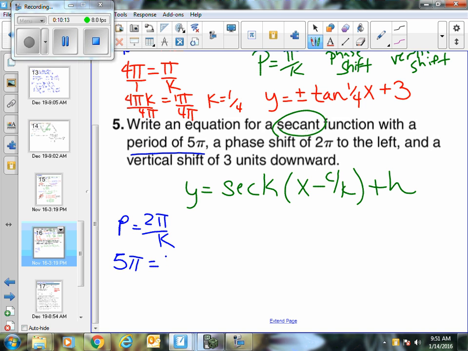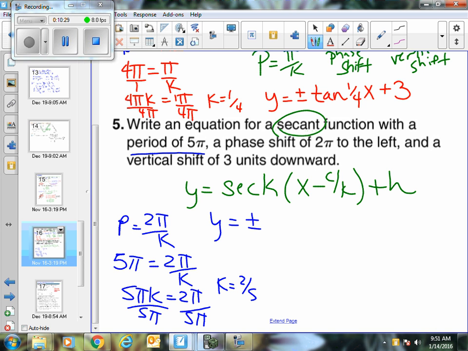So 5 pi equals 2 pi divided by k. Go ahead and multiply both sides by k and solve. And we end up with k equals 2/5. We'd only get through 2/5 of the graph in 2 pi. So again, I'm going to put plus or minus because it could be reflected. If they said somewhere in the problem it was vertically compressed by a factor of, then I would put that number next, and then secant, then my k value, which is 2/5.